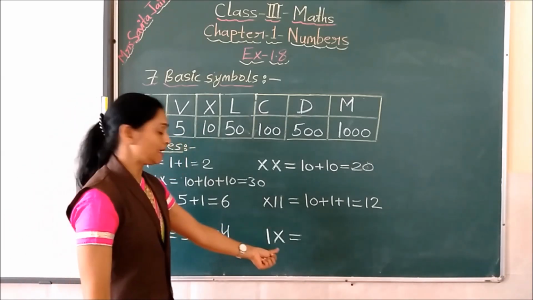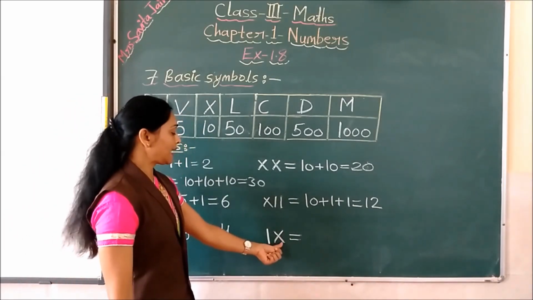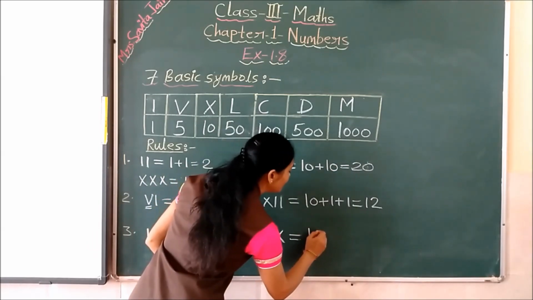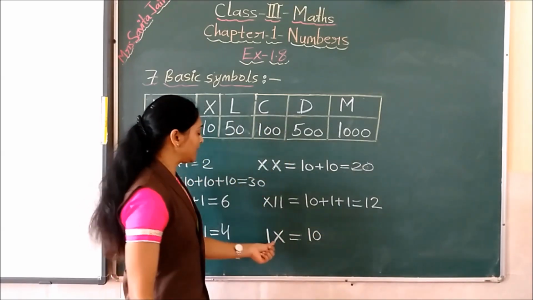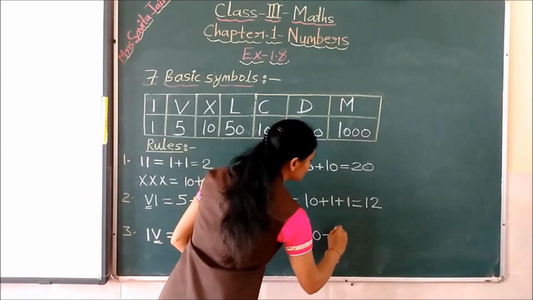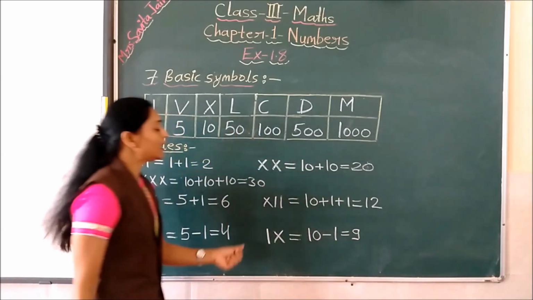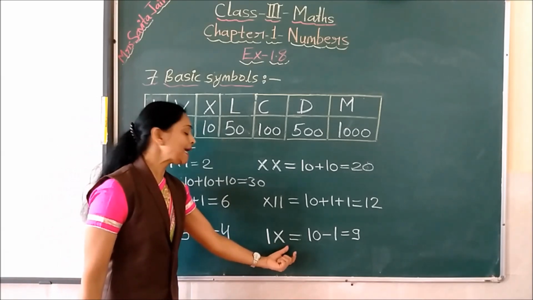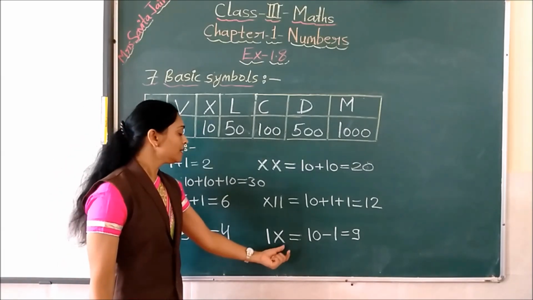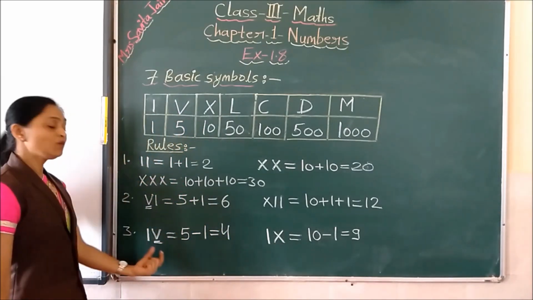In the same way we can do it here also. See, this is X. So first we have to write the value of the bigger symbol and then the smaller one will be subtracted. So 10 minus 1, 9. So you can see we are getting 9 as IX. Yes children? IX is 9, and this is IV.